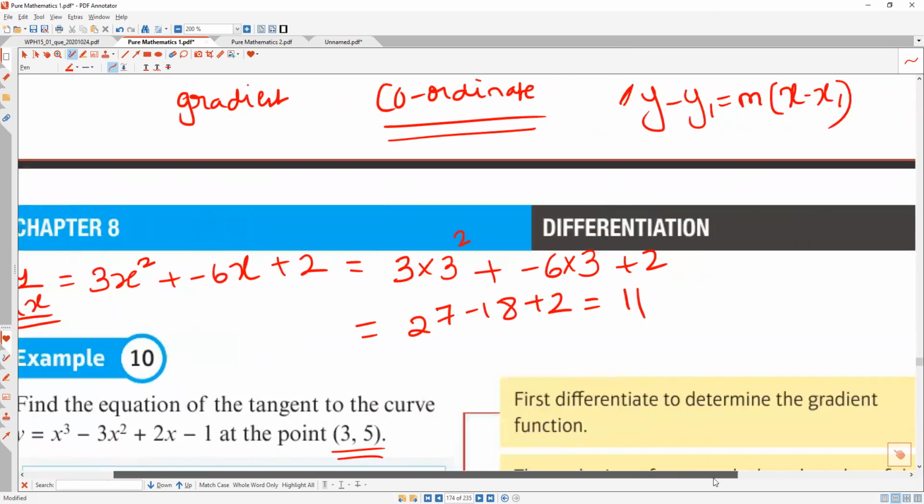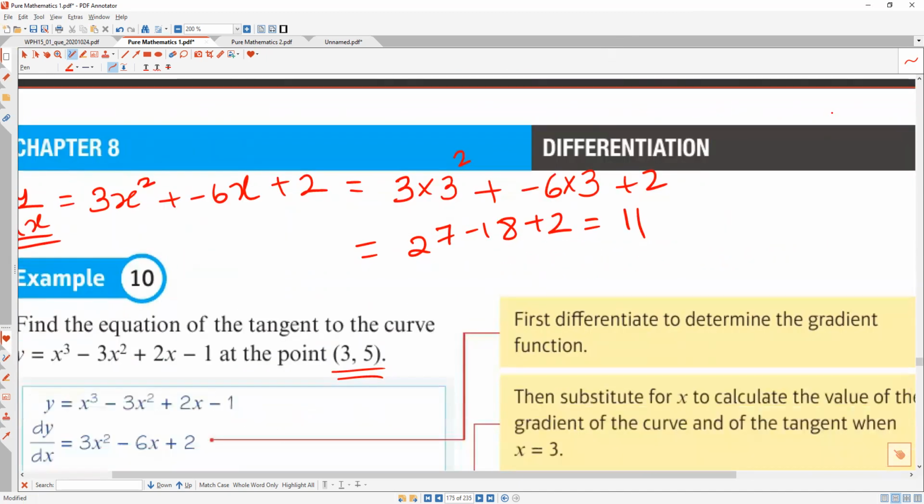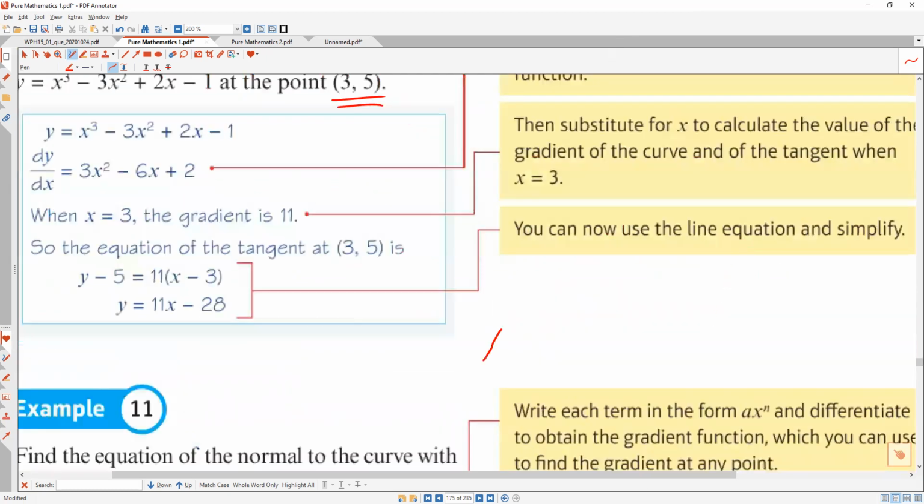I'm not even doing it. Y minus y1: for m, write 11. For x, write 3. For y, write y1, that is 5. For x1, write 3. I hope the others can do that on their own.